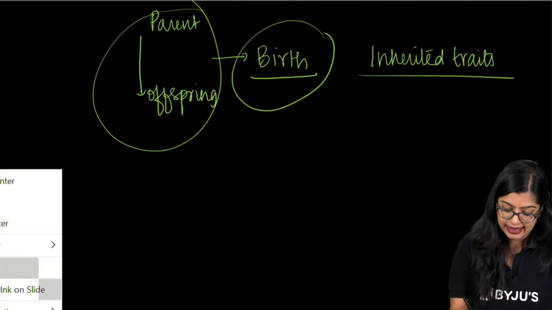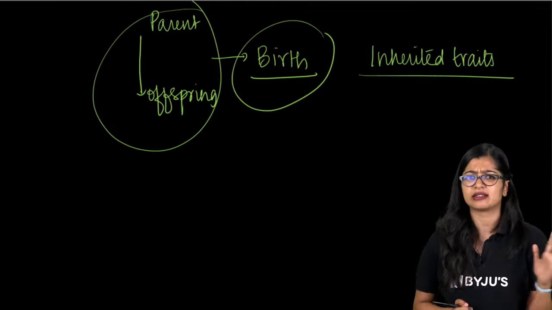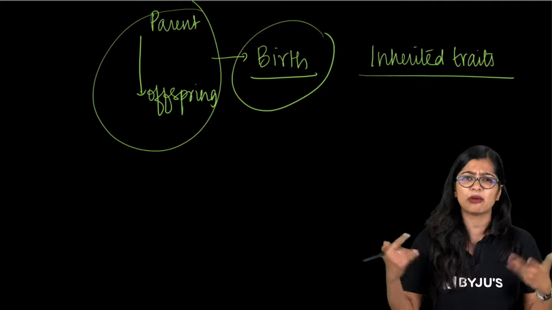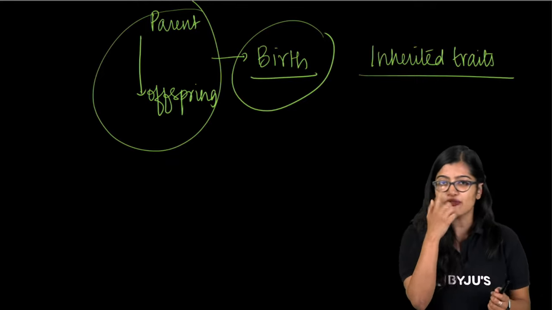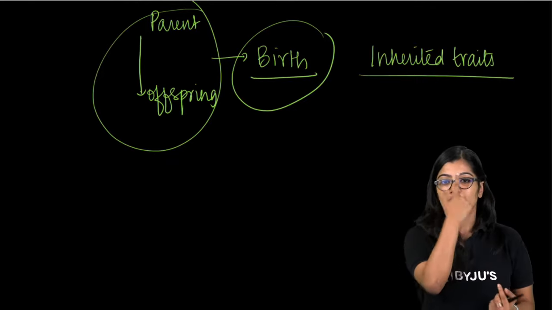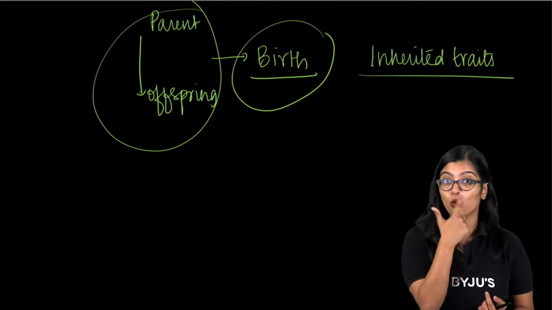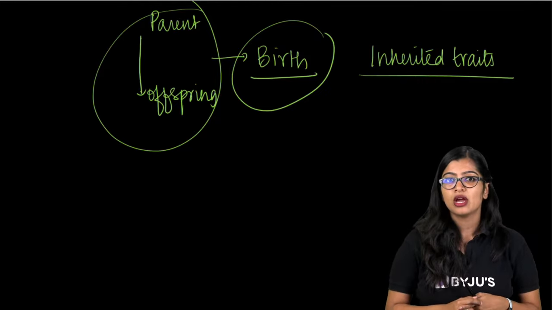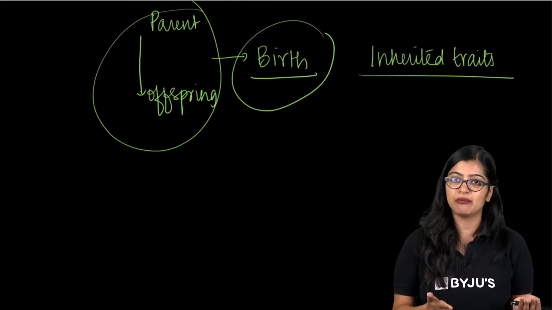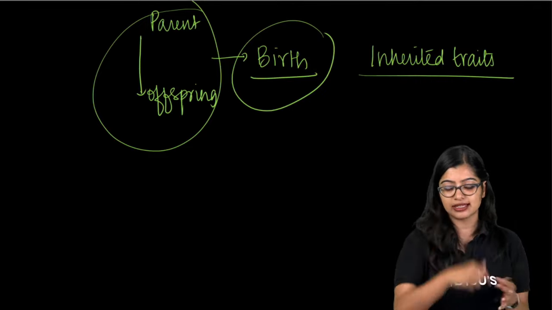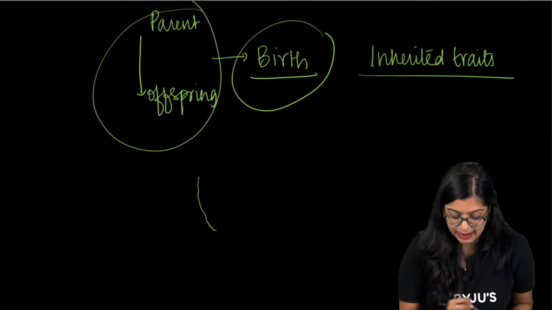But let's say there is a person. For example, let me give you an example of my own brother. In my family, we all have very big noses. But when my brother played basketball, he had an injury and as a result, his nose is slightly bent.